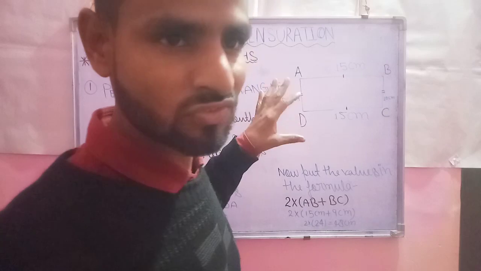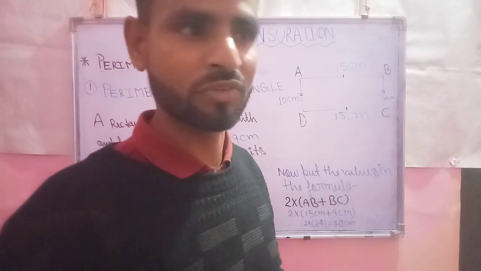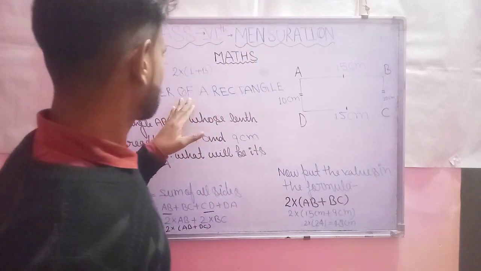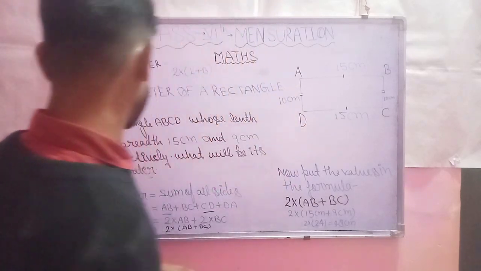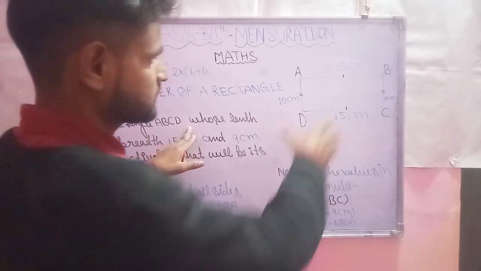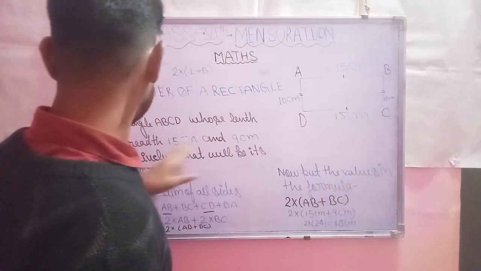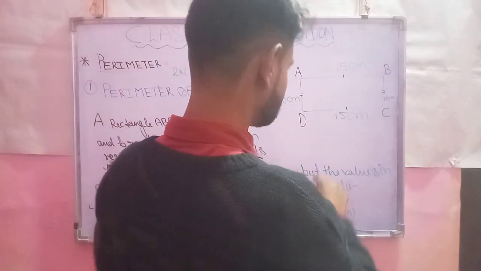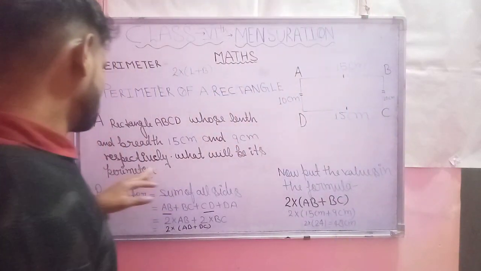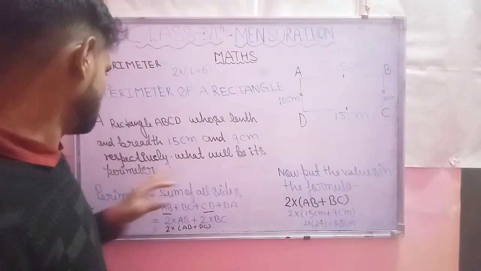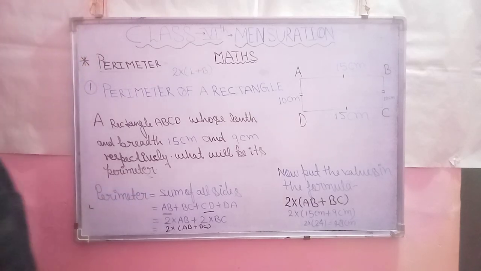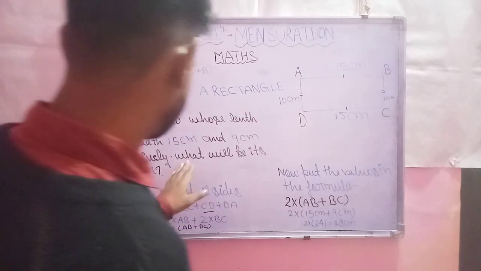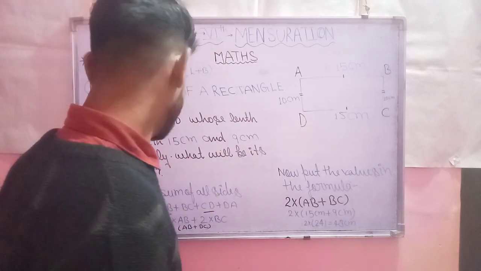So for this we have taken an example, and with its help we are going to understand what the perimeter is. See here, the perimeter of a rectangle ABCD, whose length is 15 centimeter and breadth is 9 centimeter respectively. What will be its perimeter? In this question they are asking what will be its perimeter.